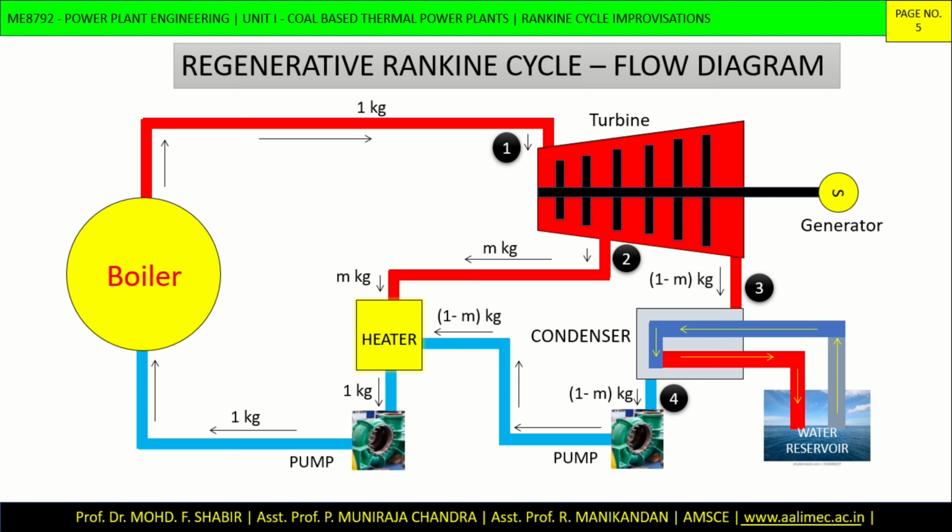Point number 4, where the water comes out of the condenser. Point number 5, where the water is supplied to the heater. Point number 6, the state where the water leaves the heater. Point number 7, where the water is supplied to the boiler. After finding the pressure, volume, temperature at these 7 points, using Mollier diagram, we can find the enthalpy at 7 points and find the efficiency of the regenerative Rankine cycle.